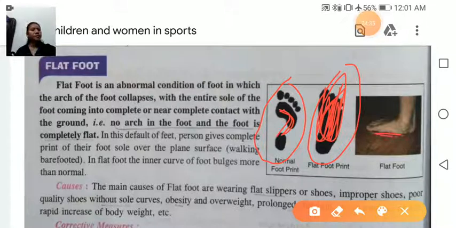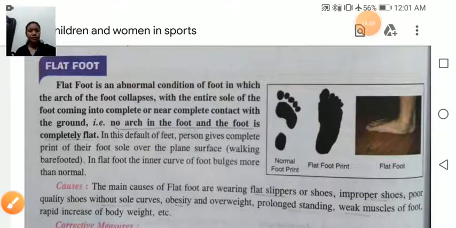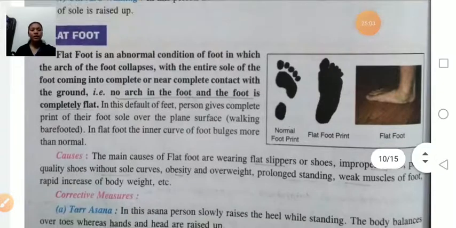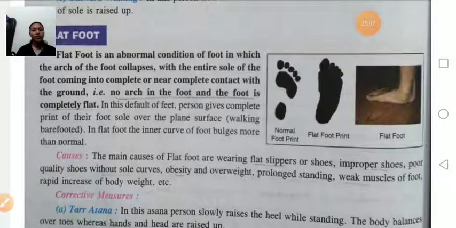Look here, we have this shape, our foot has this shape, but if a person has flat foot, his foot touches the ground, and there is no arch in the foot, and the foot is completely flat. The entire sole of the foot comes into complete or near complete contact with the ground. In this deformity of the feet, the person gives a complete print of their soles over a plane surface.